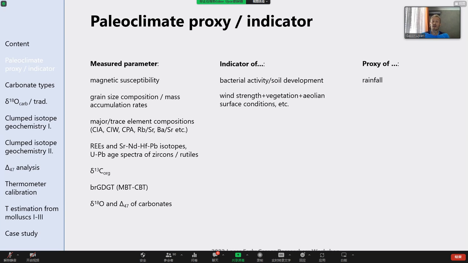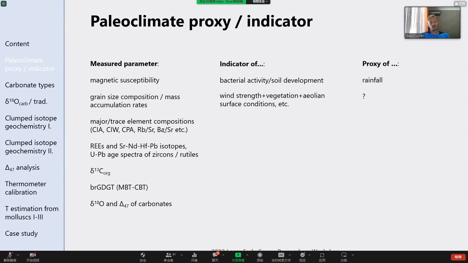So, many factors in the past. But at least to my knowledge, and again, in my view, this is not a proxy because we cannot quantify wind speed in the past. At least this is not possible at the moment. Maybe it will be in the future. So this is not a real proxy. It is just an indicator in my view.